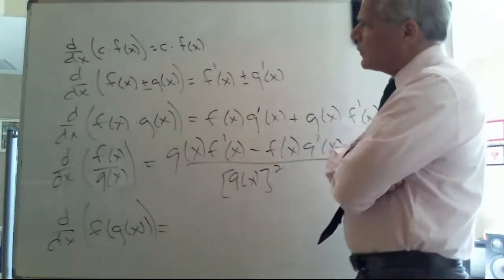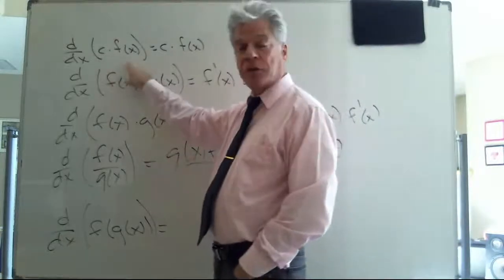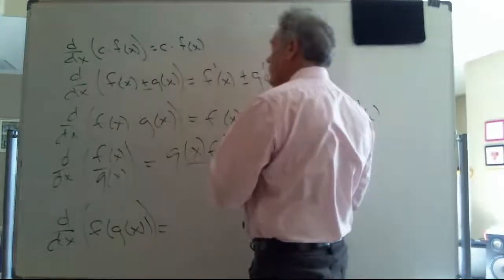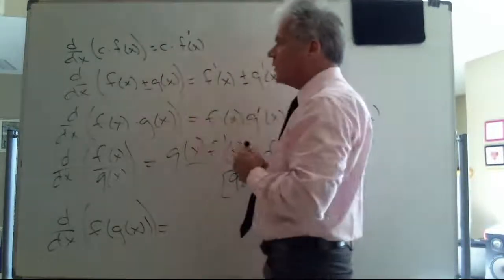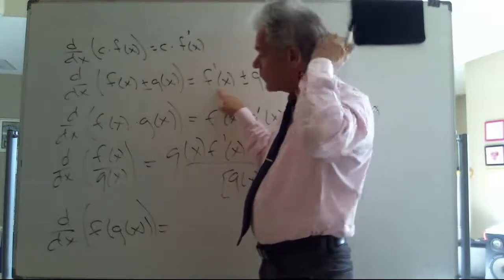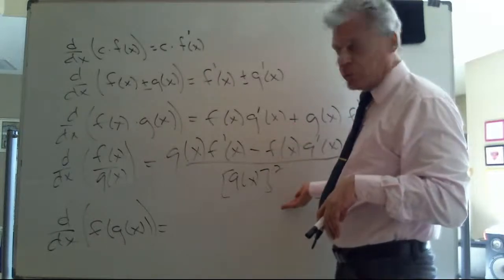Let's take a look at what we have so far as differentiation rules. We know that when we differentiate a constant times a function, that gives us a constant times the function's derivative. To differentiate the sum or difference of two functions, we get the sum or difference of their individual derivatives. We've also developed the product rule and the quotient rule.